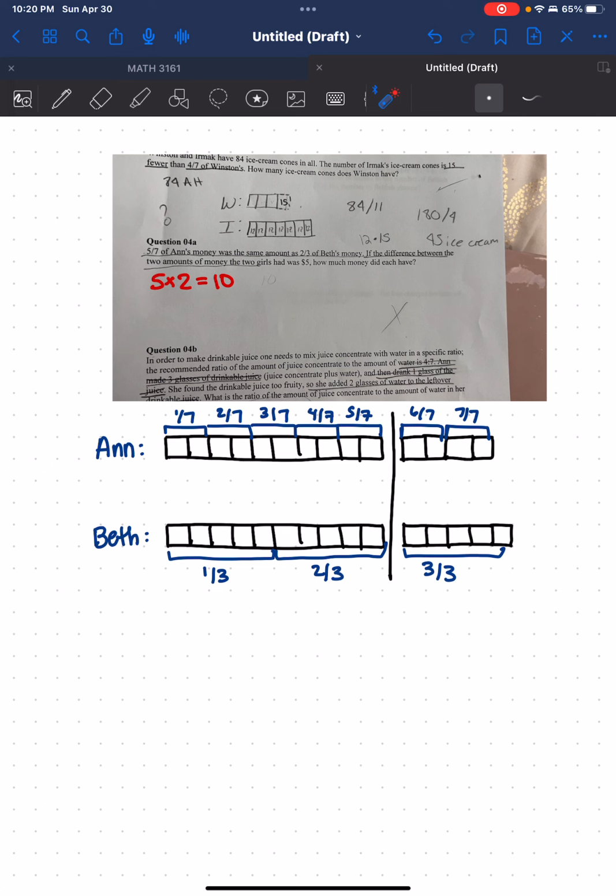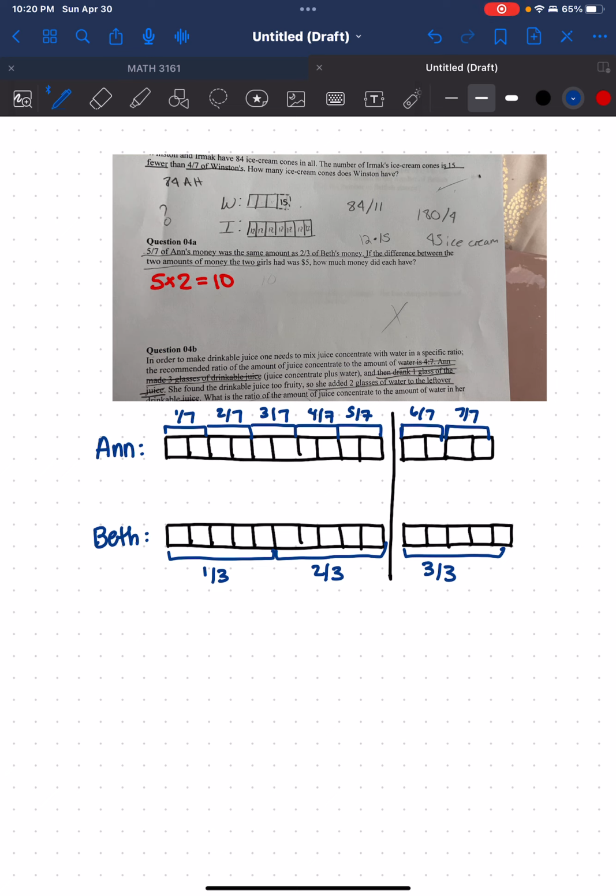So to find out how much each little section is, we have to go back to the problem. It says the difference between the 2 amounts of money the 2 girls had is $5. So one of the girls is going to have more money than the other, and we know that that's going to be $5. She's going to have $5 more than the other girl.